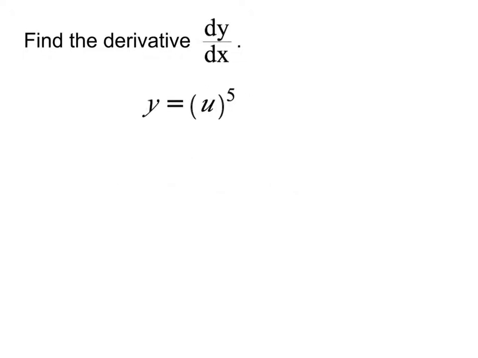So with that idea in mind, please find this derivative, dy over dx. And so again, in order to do so, because that's a u in there, we're treating u as a function of x here. And so our derivative is going to be using chain rule and implicit differentiation. So it's going to be 5u to the fourth times, now the derivative of the interior function, the derivative of u. So that's going to be times du over dx.